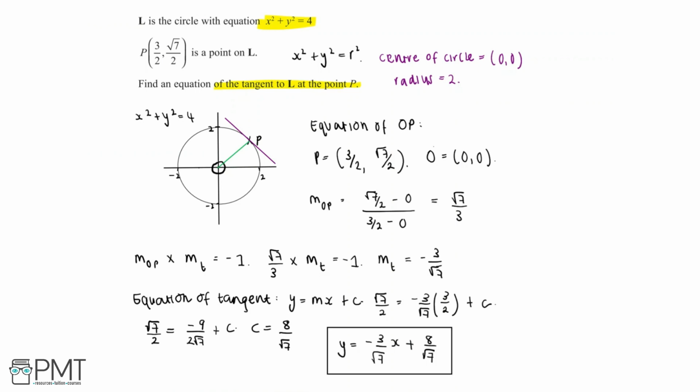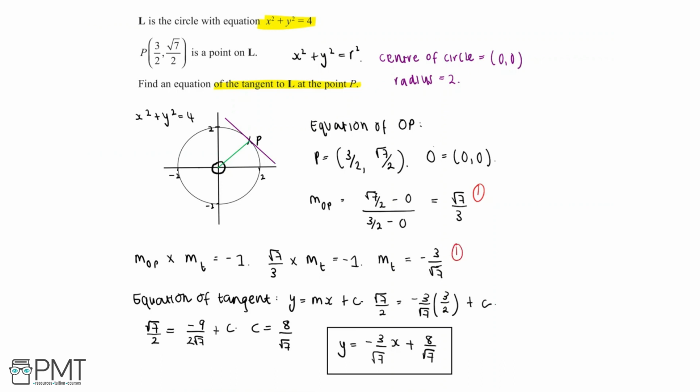Now this question is worth 3 marks, so let's take a look at where these marks are allocated. The first mark is for a method to find the gradient of the line OP, which we found is equal to root 7 over 3. The second mark is for using this value in order to find the gradient of the tangent, because we know that the tangent is perpendicular to the line OP, and so we found that the gradient of the tangent is equal to -3 over root 7.